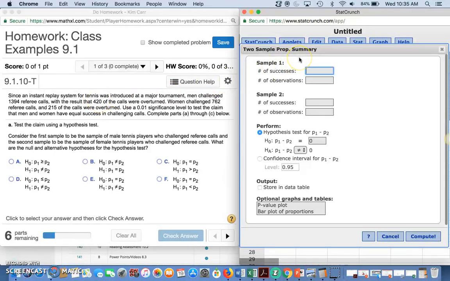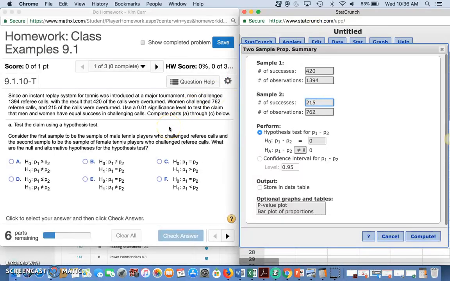Now, that's going to be 420 out of what total? 1,394. Okay? They just gave you those numbers. Women challenged 762 referee calls, so that's the number of observations. And the number that they were able to get overturned, which would be successes, is 215. Always leave this at 0.